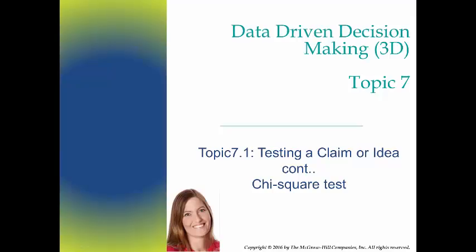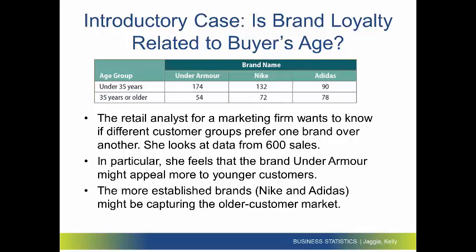Everyone, welcome to topic 7.1, testing a claim or idea, the chi-squared test. Okay, so for this topic we'll start with an example. Here we have a contingency table.